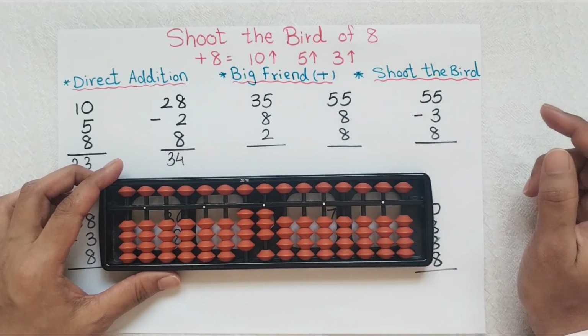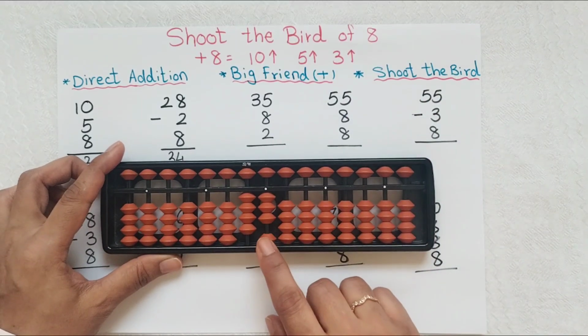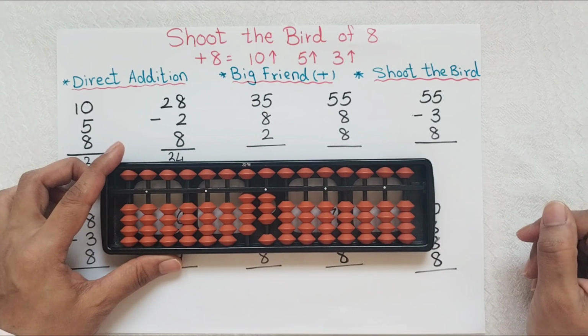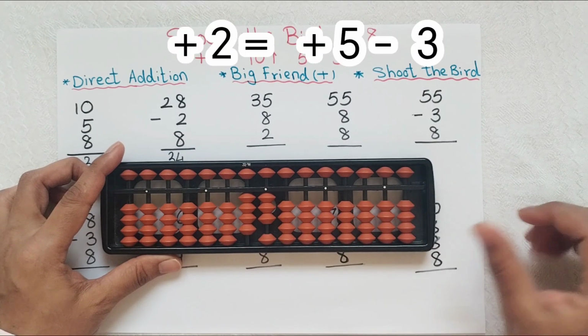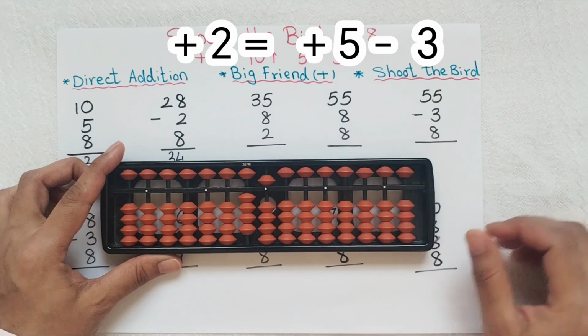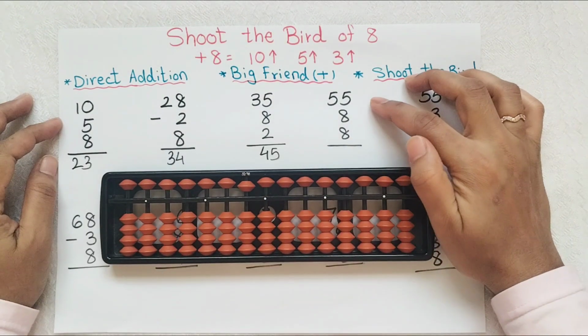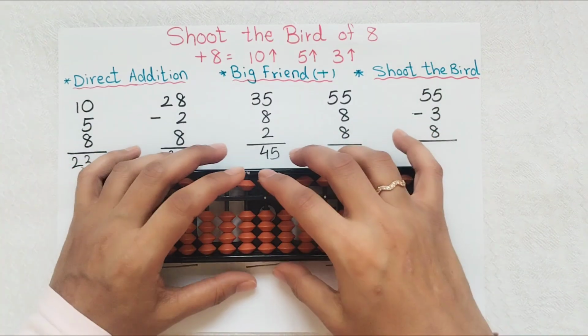Now plus 2. How will I do plus 2 over here? I can only do plus 1. So the formula is the small friend addition formula. That is plus 2 is plus 5 less 3. My answer is 45.